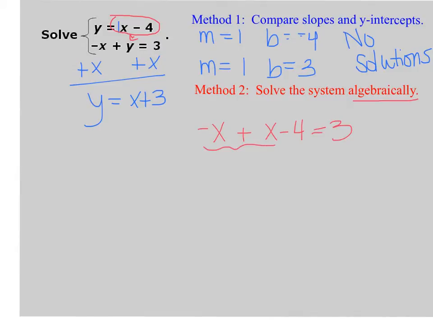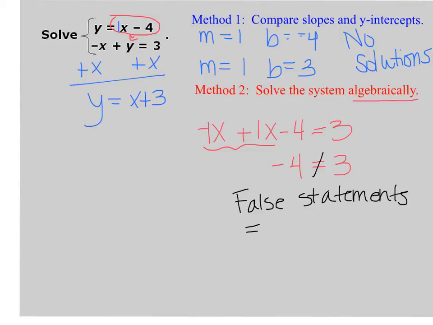When you combine your x's, they cancel each other out. Negative 1x plus 1x is 0. And what we're left with is negative 4 equals 3, which is not a true statement. False statements result in no solution as your answer.